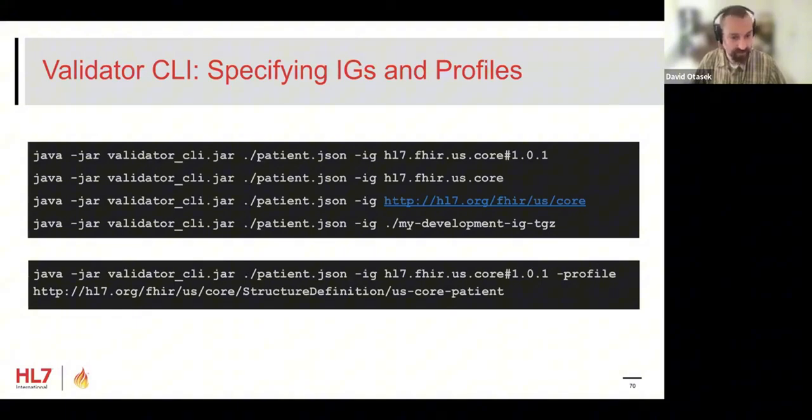There are other more advanced options. You can use the contents of a directory or a downloaded or locally generated TGZ package file. These options are useful if you're an implementation guide author or you're testing with a guide that is still under development. Once you have your implementation guide, you then specify the profile or profiles that you want to validate against using their canonical URLs.